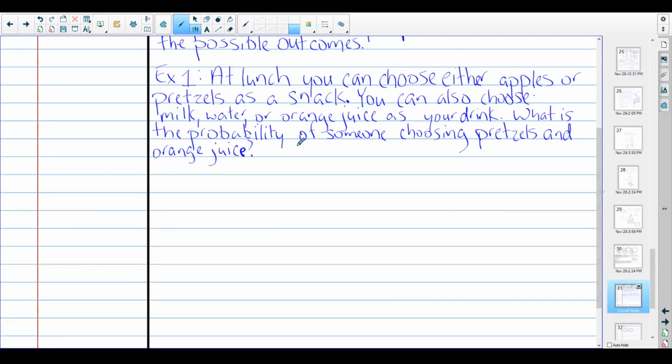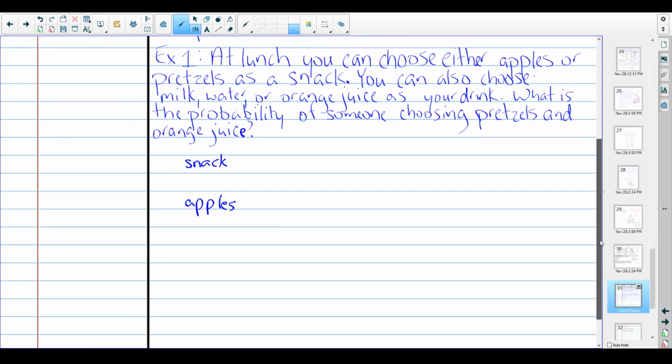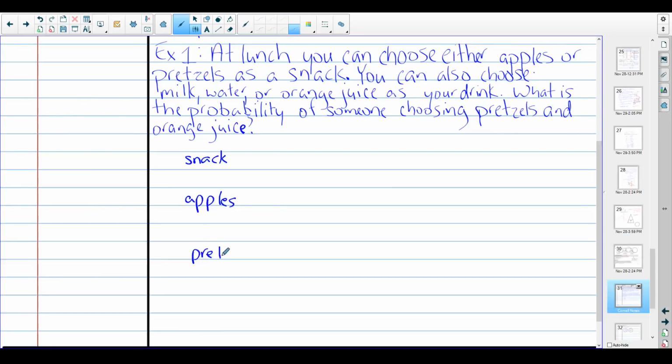Alright. So what we want to do is make our sample space. We take our first event. Our first event was snack. And we say, what are our options when we pick our snack? We're not making it, getting it at lunch. So we can choose either apples, and leave yourself some space here. Apples. Then skip a couple more lines down. And pretzels. There's two outcomes for our snacks.